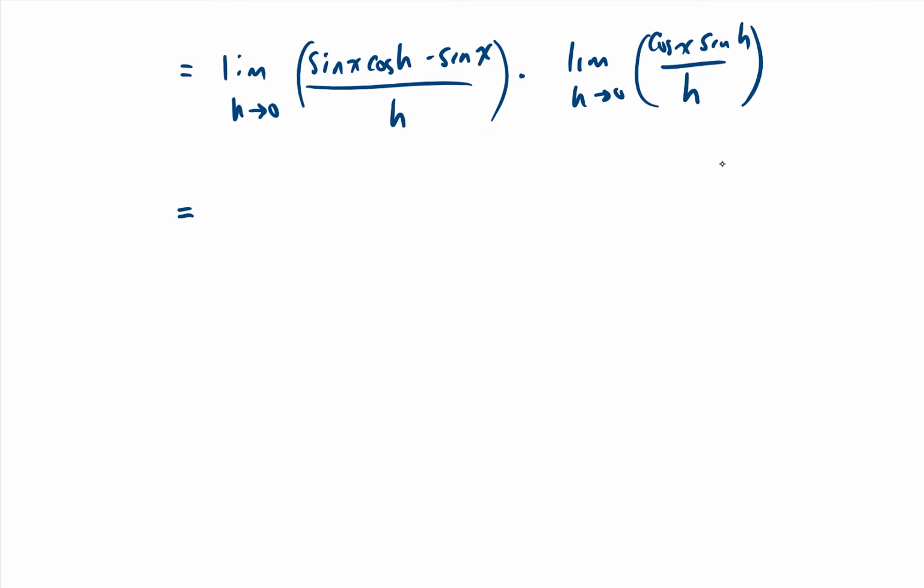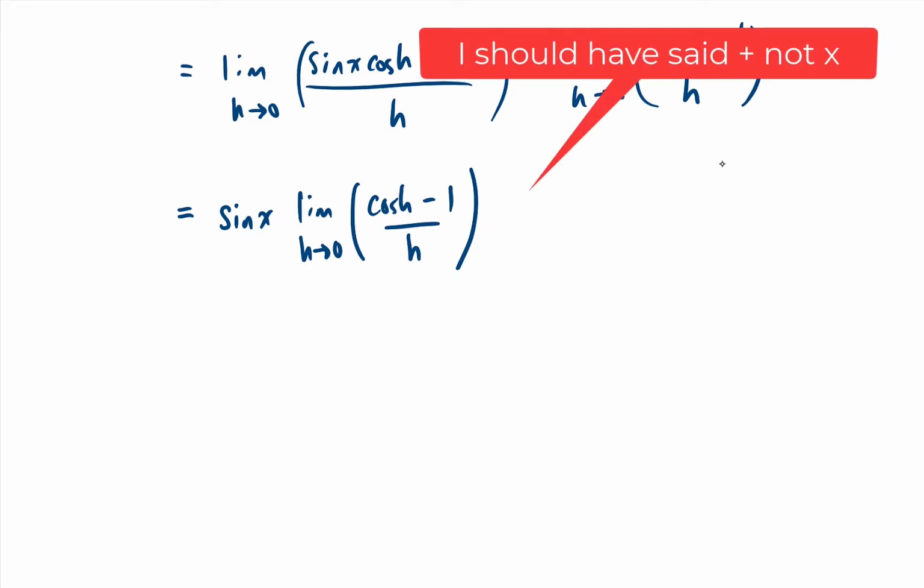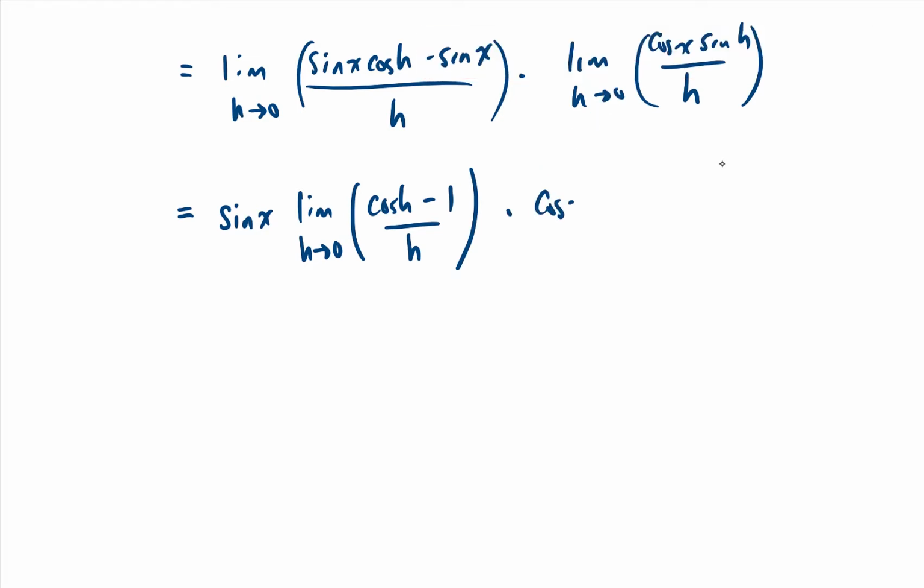In our first limit, we have a common factor of sine of x, which I can move to the front of our limit since there is no h in that term. So we have sine of x times the limit as h approaches 0 of cos of h minus 1 all over h. And similarly in our second limit, we can bring the cosine of x to the front of our limit notation, and then we have the limit as h approaches 0 of sine of h over h.